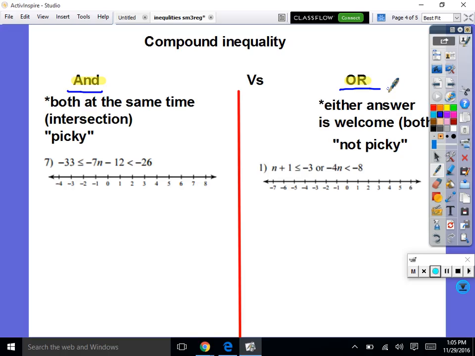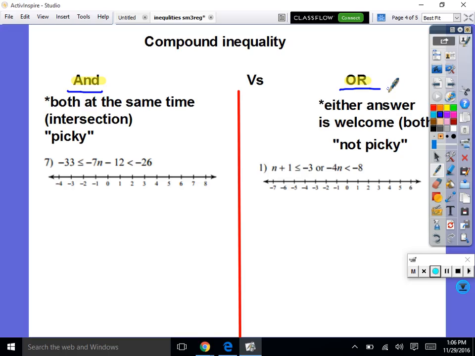So for example, let's say that you are getting Christmas presents and you go to your parents and say, I want this and this and this and this. You want all of them at the same time, you want everything, correct? But if you're not picky, then you go to them and say, I want this or this or this. So not picky, they can get you either or. Does that make sense, everybody? So or is not picky. Either or works, and then for this one you need both.